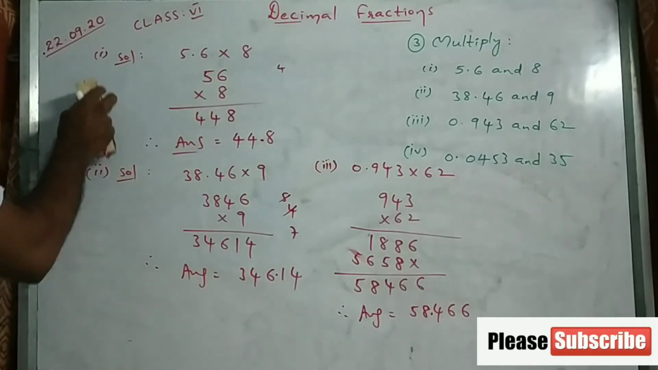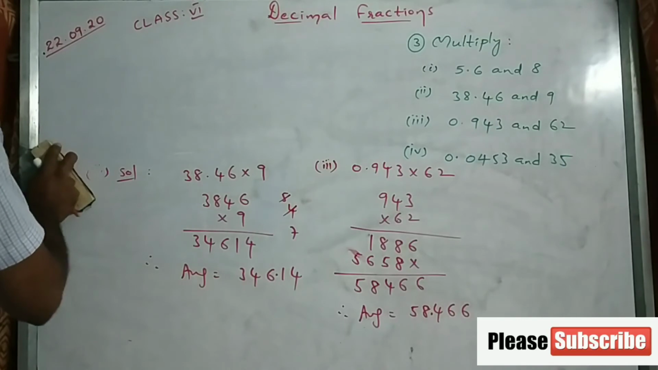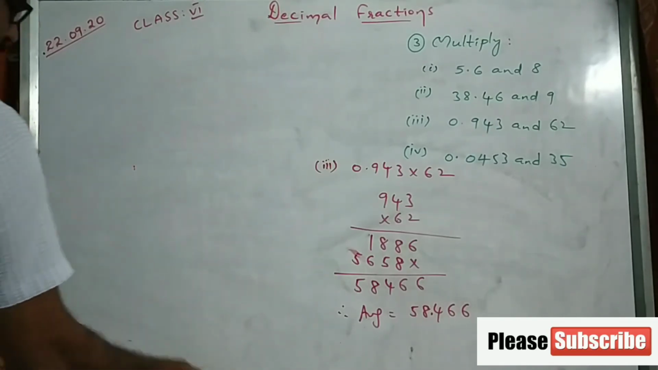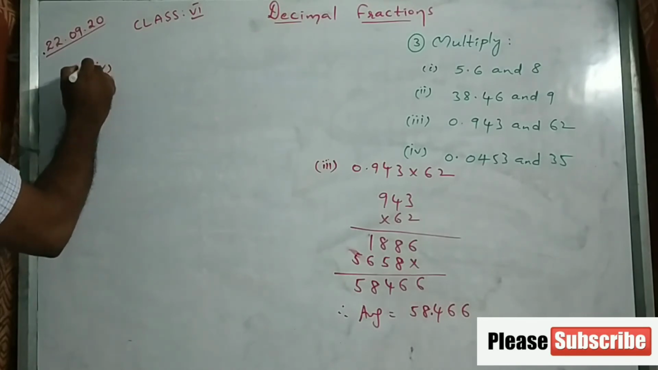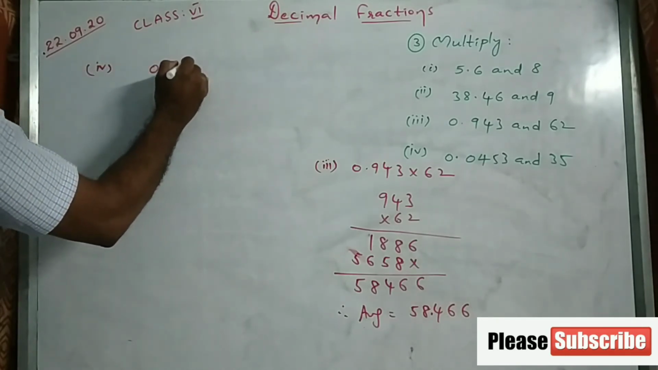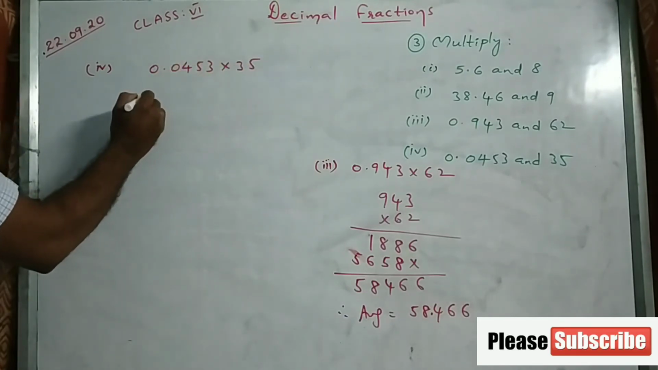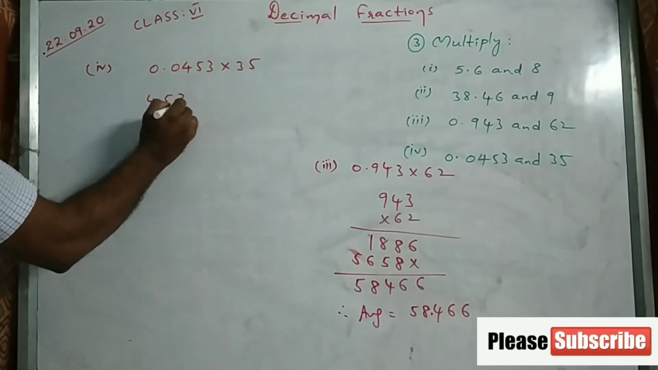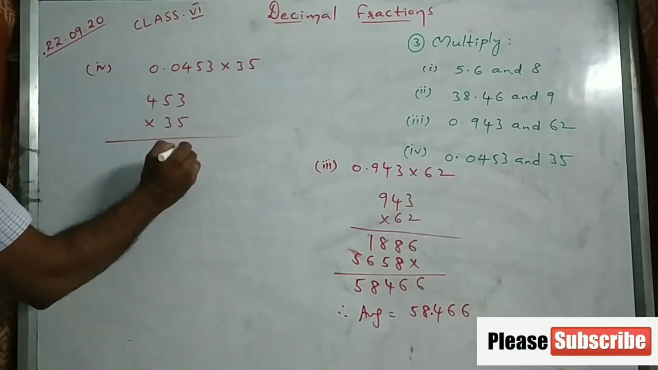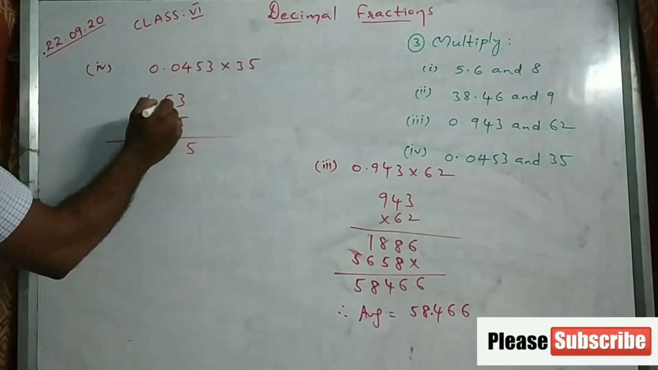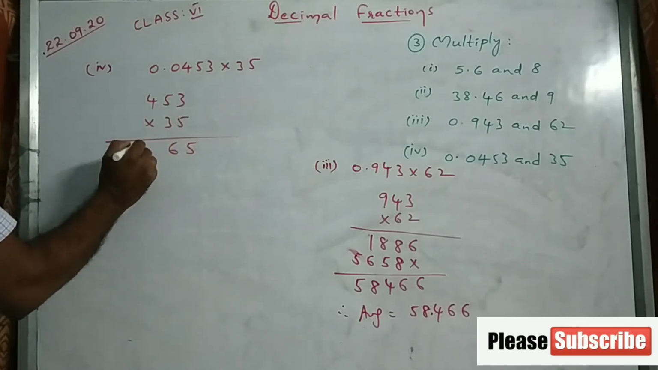We will do that fourth problem here. Fourth one, that also same, 0.0453 into 35. First remove the decimal and do the normal multiplication. 453 into 35. 5 3s are 15. 5 5s are 25 plus 1, 26. 5 4s are 20 plus 2, 22.